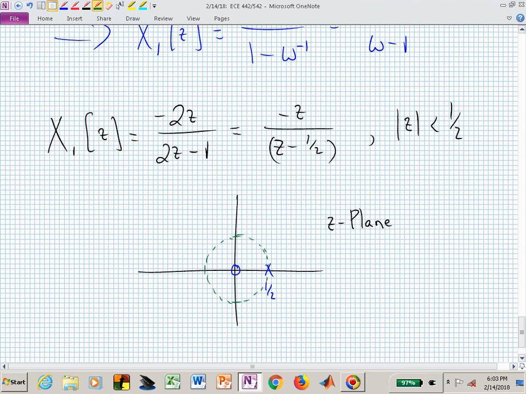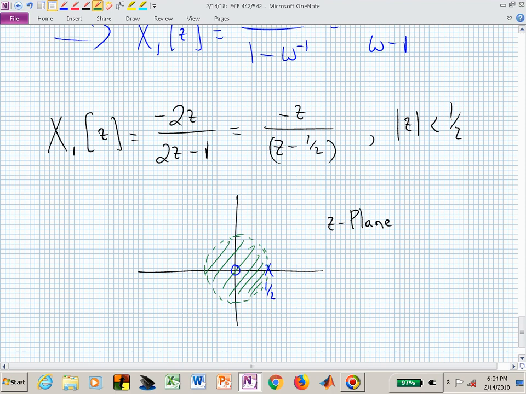Inside, outside? Maybe I need to see some thumbs here. Where is it? Inside, isn't it? Wait a minute, we've got a 0 in there. Can that be okay? The fact is the poles can't be in our region of convergence, and it's not. It's on the boundary.